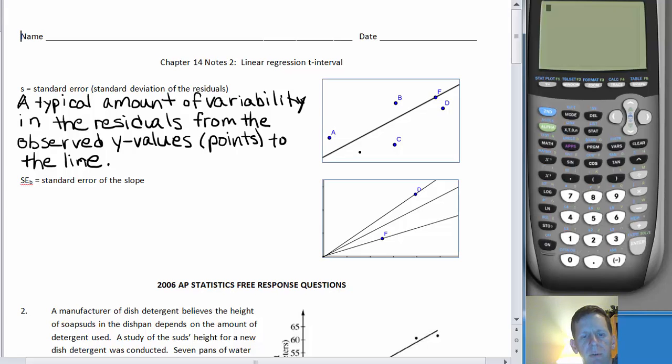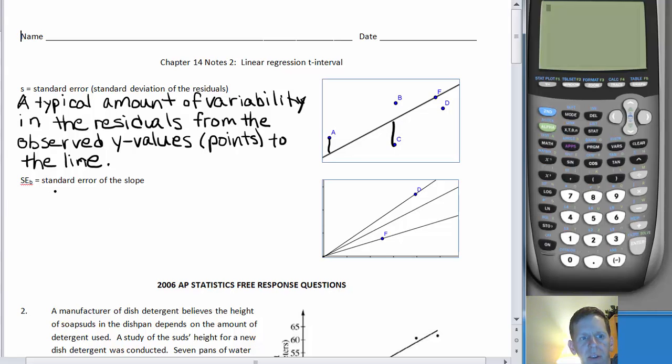So in this case, if we're talking about this graph on the right side, these vertical distances that each of these points are to the line, for example, from A straight down or from C straight up, these are what the residuals are. And our standard error is basically typically how far these points are away from the line.